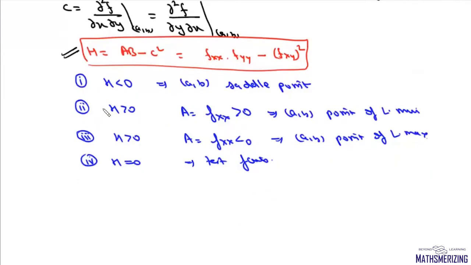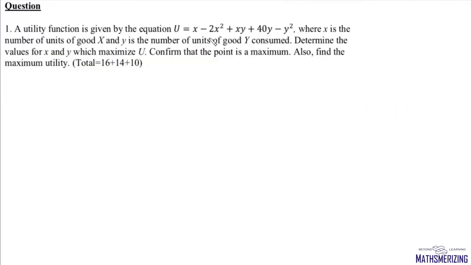Say for example, a utility function is given by the equation u equals x minus 2x square plus xy plus 40y minus y square, where x is the number of units of good x and y is the number of units of good y consumed. We need to determine the values of x and y which maximize u. We have to confirm that the point is a maximum, and also we need to find its maximum utility.